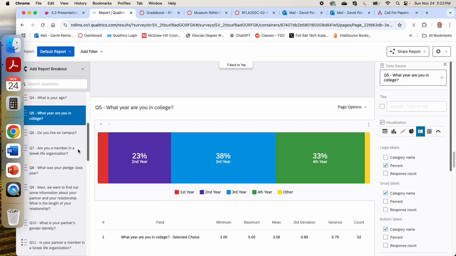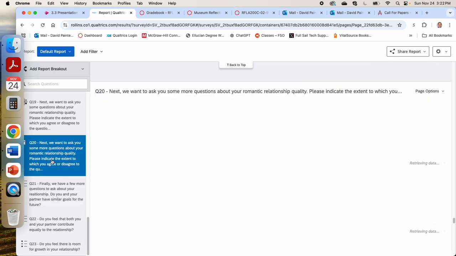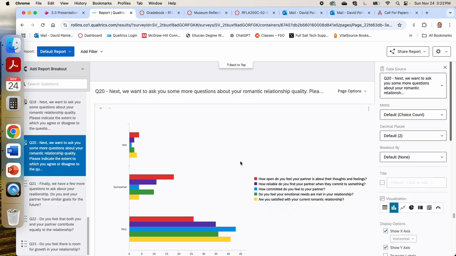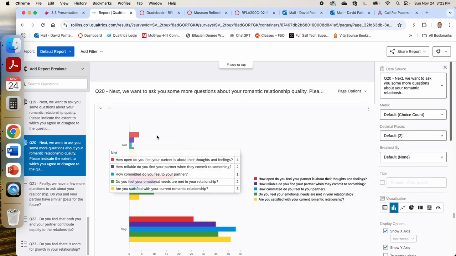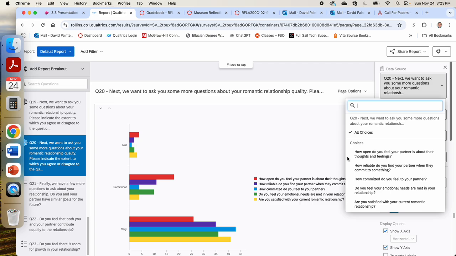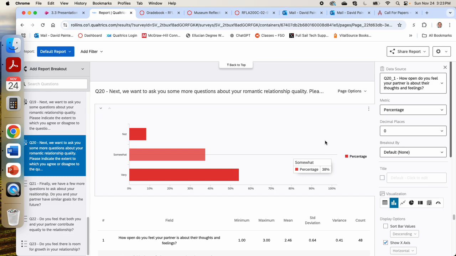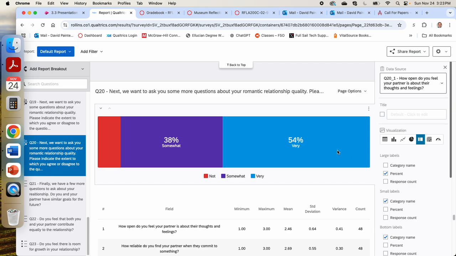Now, when you get finished with being able to identify your demographic variables, you want to come down here and you want to find some questions that are focused on your dependent variables. So this was a matrix table question. You can see it has 1, 2, 3, 4, 5 questions here. When you go up to data source, you can pick one just so that you're only seeing one of these, which is a lot easier to interpret, right? Again, your choice count should be percentage, no decimals. Here, you could make it into the bar instead of the way it is.